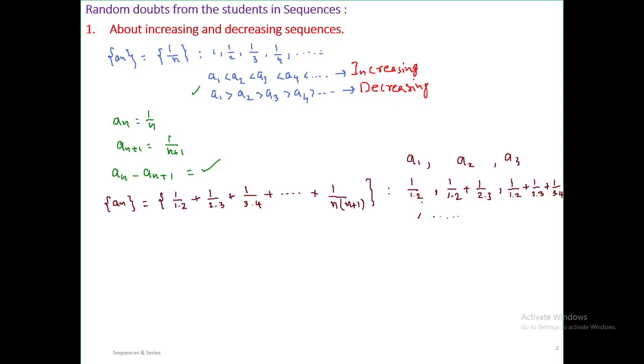For this kind of problems, this technique, a_n minus a_(n+1), will work out easily. That's why this is a standard procedure to conclude about increasing and decreasing of a sequence, or we can compare like this also, no problem.